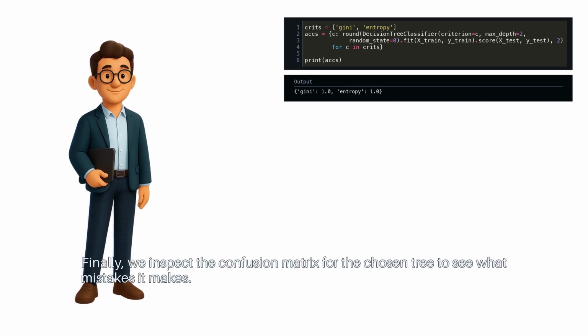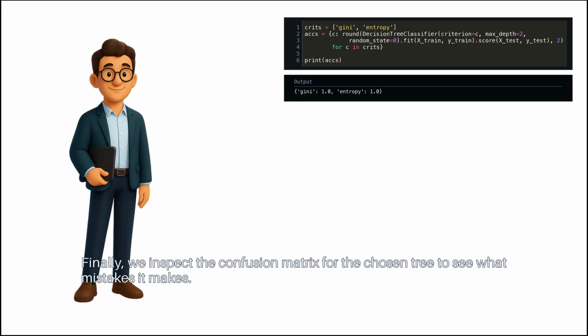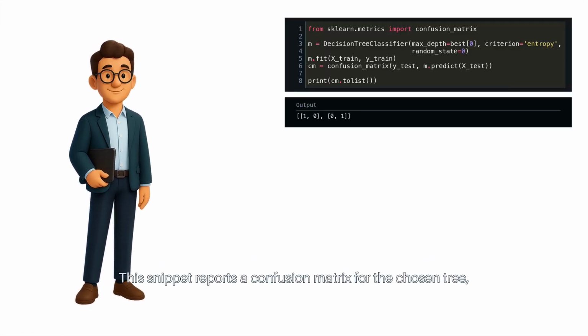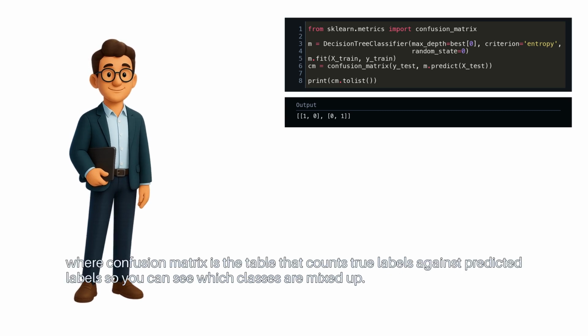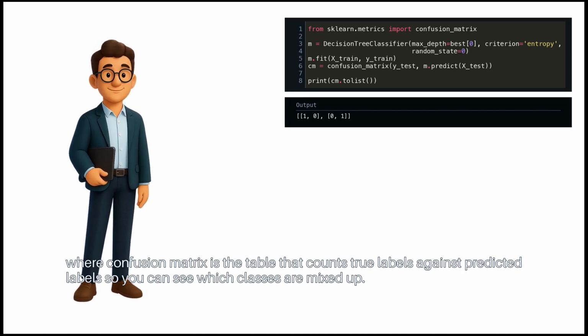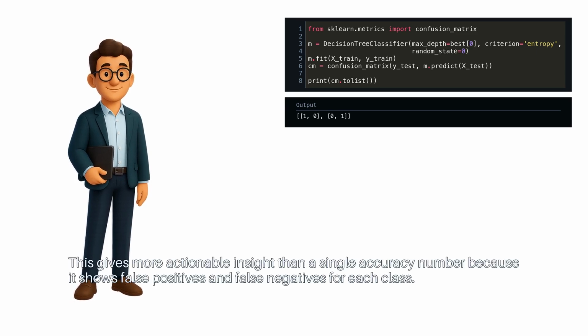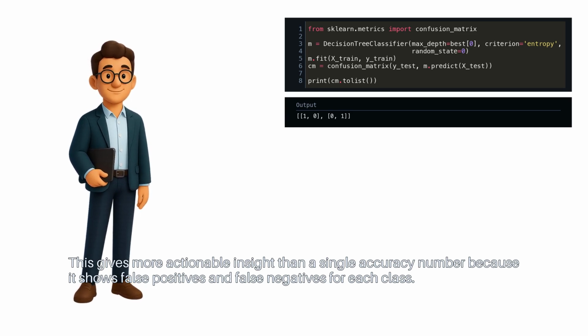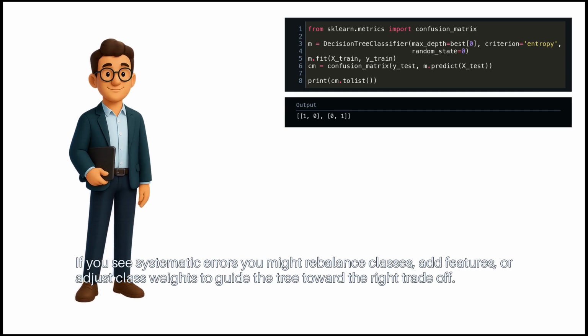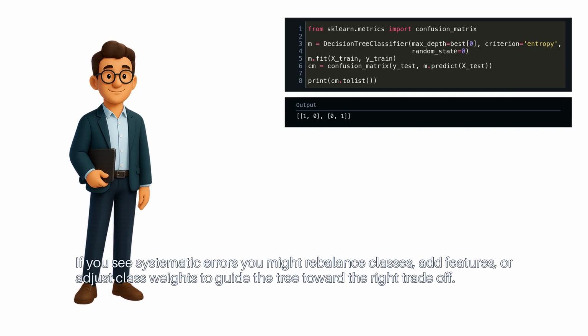Finally, we inspect the confusion matrix for the chosen tree to see what mistakes it makes. This snippet reports a confusion matrix for the chosen tree, where confusion matrix is the table that counts true labels against predicted labels so you can see which classes are mixed up. The code fits the selected tree and then computes and prints the matrix for the test set. This gives more actionable insight than a single accuracy number because it shows false positives and false negatives for each class. If you see systematic errors, you might rebalance classes, add features, or adjust class weights to guide the tree toward the right trade-off.